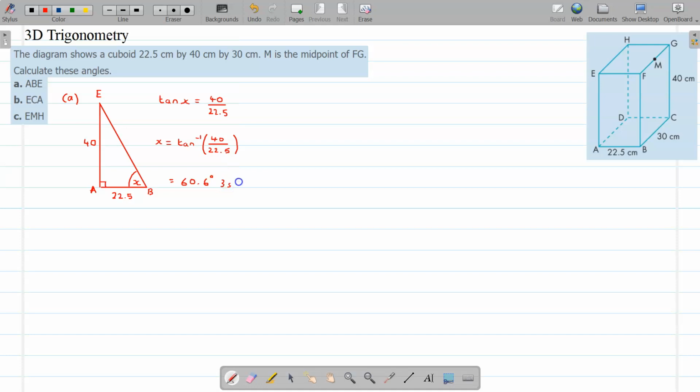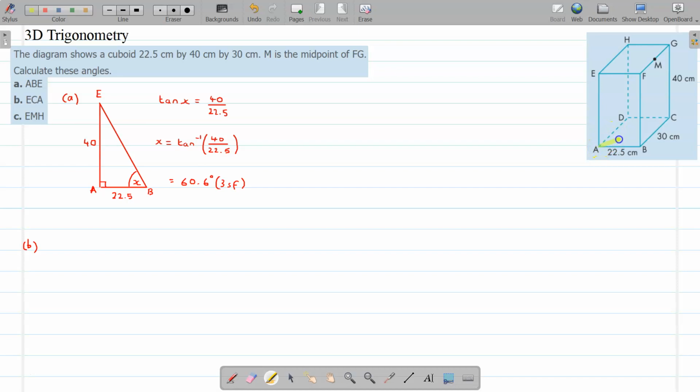Now that was a relatively straightforward question because it was easy to extract the triangle off the front of the cuboid. Now let's look at question B. It's asking us to find the angle ECA. So I'm going from the point E to the point C to the point A. Now I'll just sketch that in.